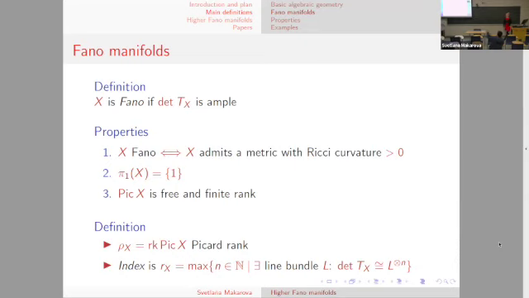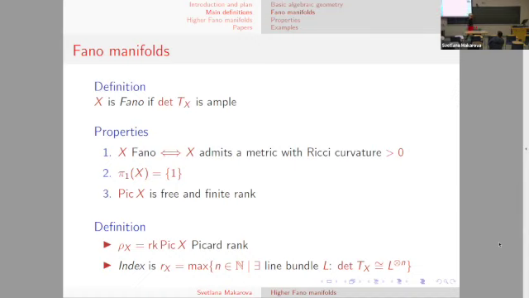Sorry, this means X is Fano if and only if all 3 of these are satisfied? No. By definition, X is Fano if the determinant of the tangent bundle is ample. And these are the facts that hold true for Fano varieties. So the first fact is that this definition is equivalent to requiring positivity of the Ricci curvature. And these two are properties of Fano varieties.